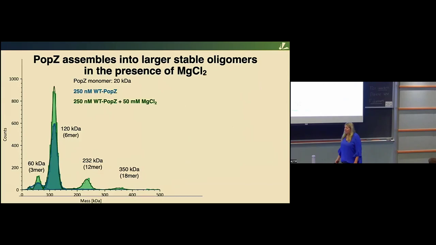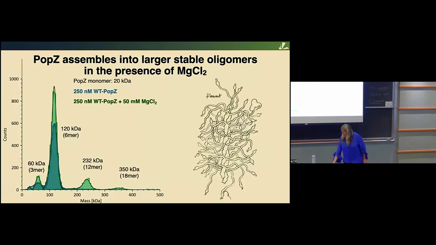Really cool is that with the addition of magnesium, still in the dilute phase, we're starting to get stacking, we've seen multiples of 6. So we're seeing now species that are 12-mer and 18-mer. So again, with David, we built a model of what we think is happening. We're perhaps getting stacking of these hexamers, one on top of each other.